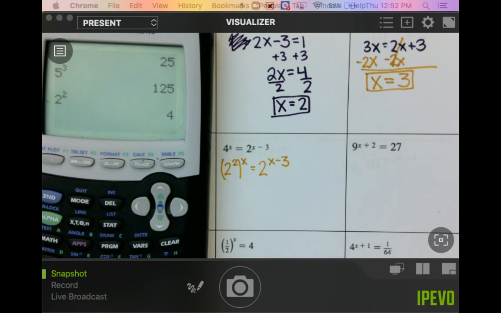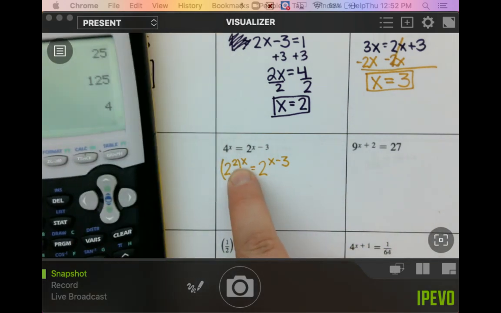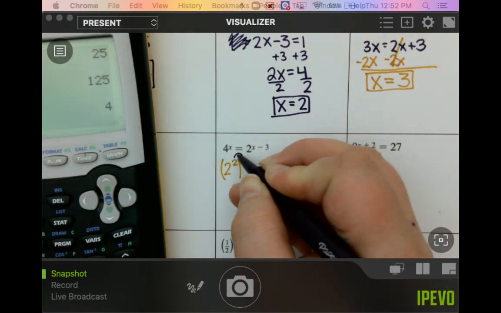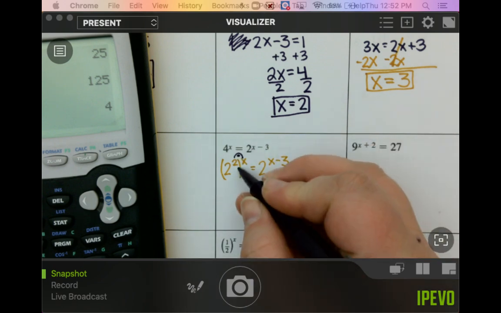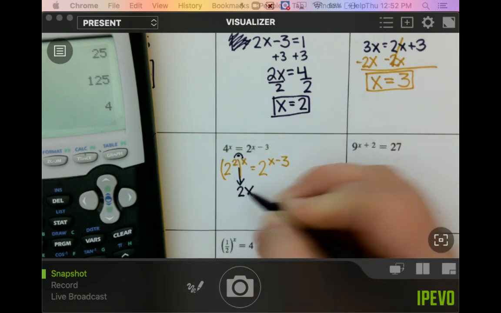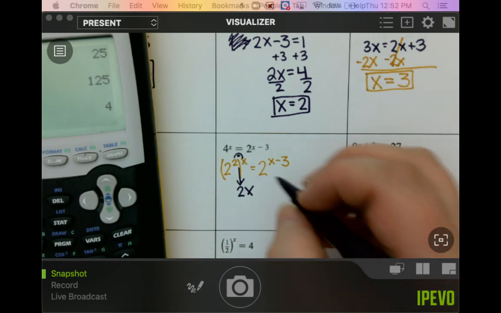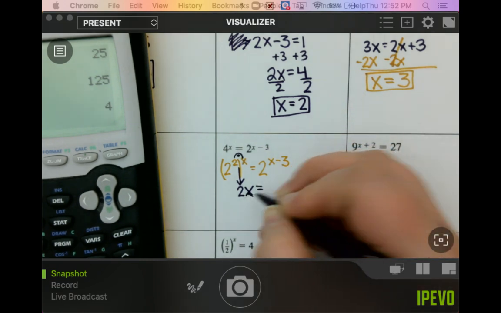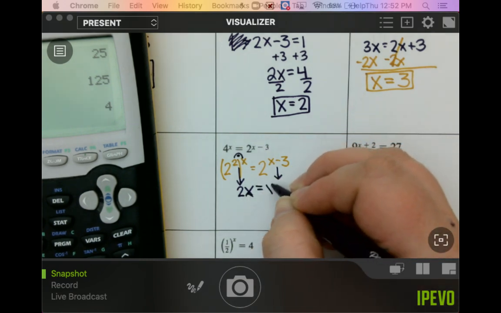Okay, this goes back to what we talked about in 5.2. What's going to happen with these two exponents if one is outside the parentheses and one is inside the parentheses? Yeah, distribute or multiply. I'm going to put a little multiplication out there. That makes 2x. 2 times x or 2x. And the other side has an exponent of x minus 3.